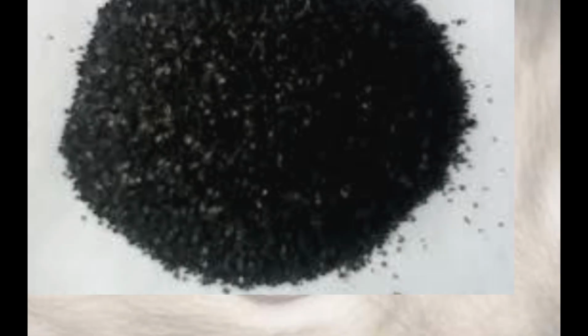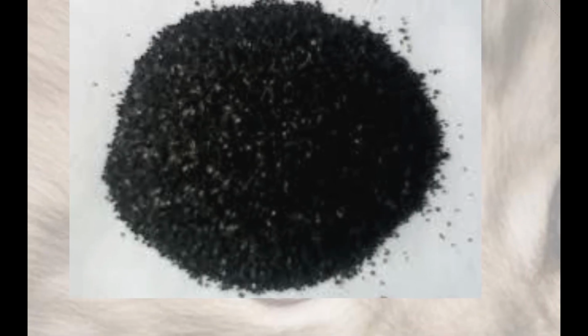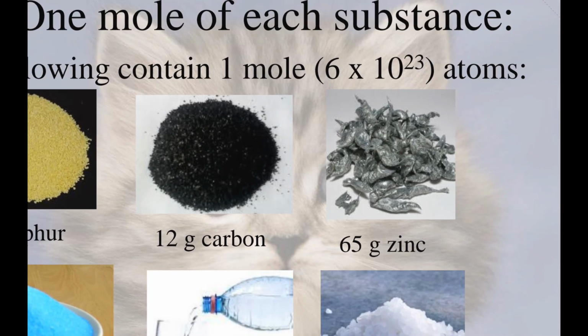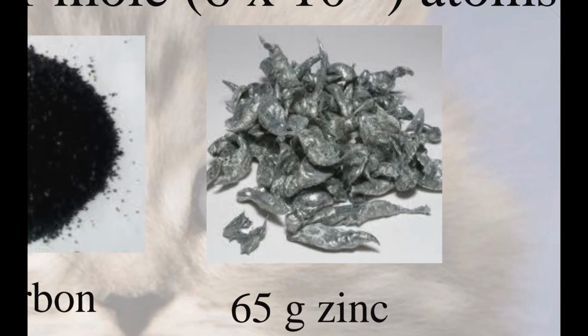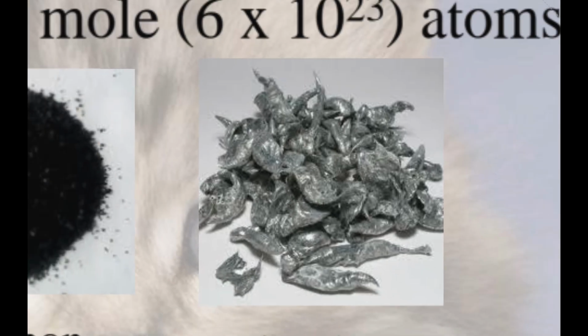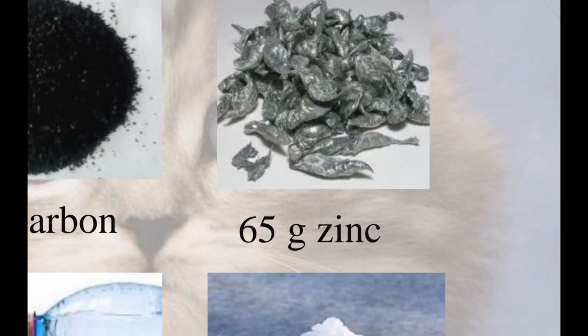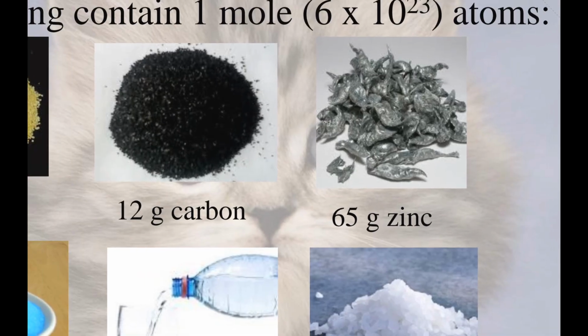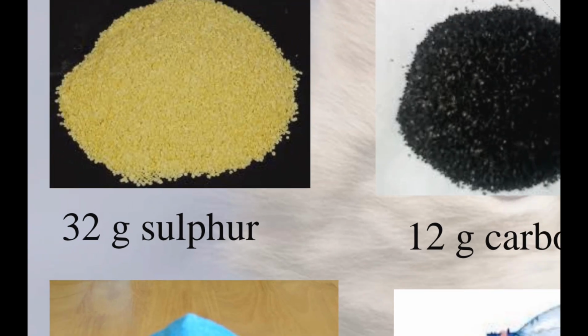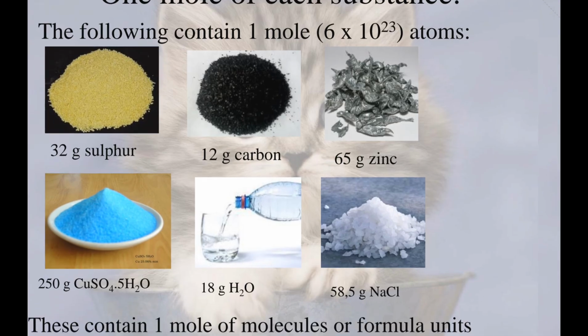Carbon is black, eh? I know why carbon is black, because carbon is released when you burn coal. Am I lying? Carbon is released when you burn coal. Carbon. Zinc. Look at zinc. Wow. So beautiful, man. But 65 gram of zinc is greater than 12 gram of carbon, which is greater than 32 gram of sulfur.